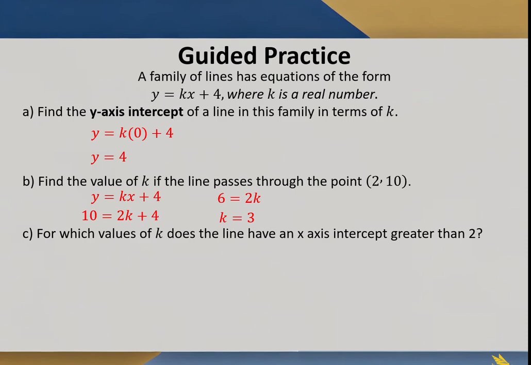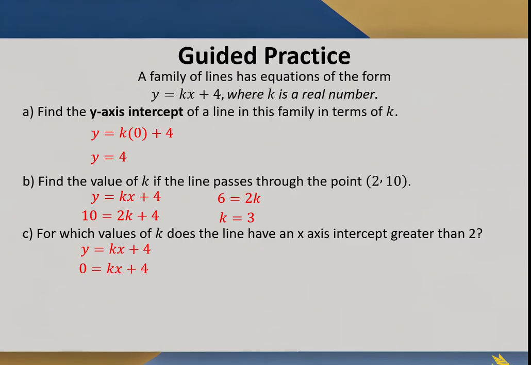So question 3, C, says for which values of k does the line have an x-axis intercept greater than 2? So if we think about an x-intercept, we're referring to y equals 0. So I'm just going to make y 0. And then we're talking about our x value, and I know it says greater than, so we're looking at inequalities.